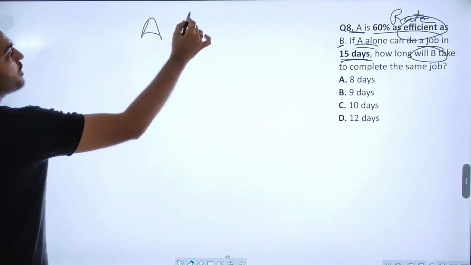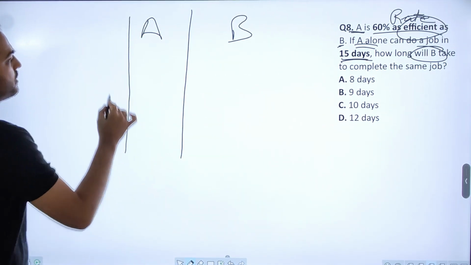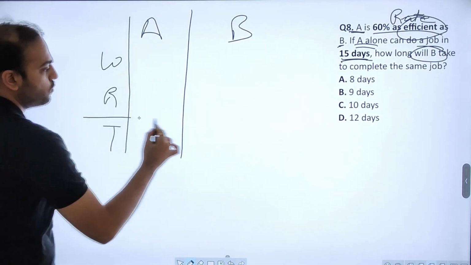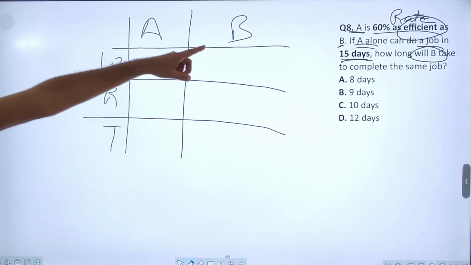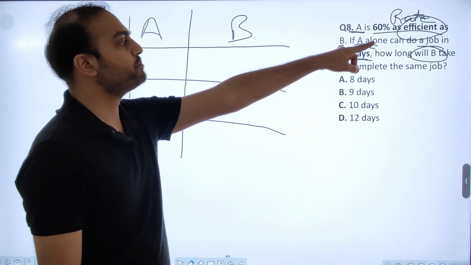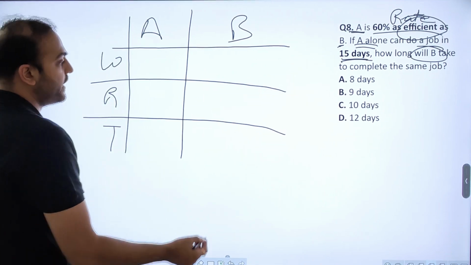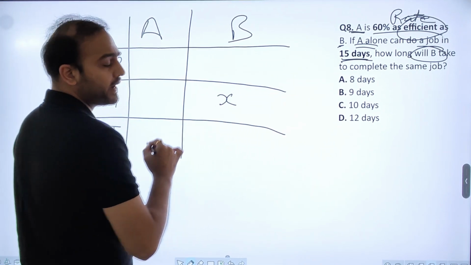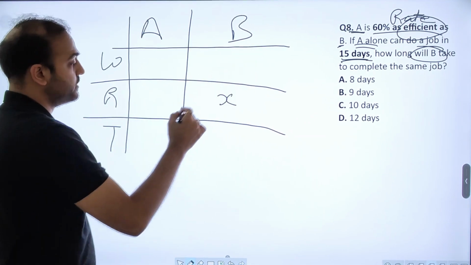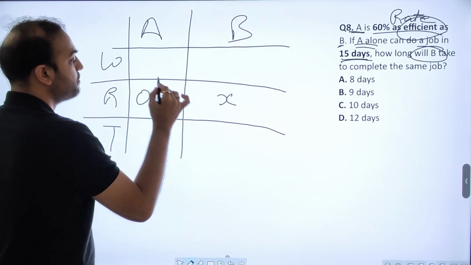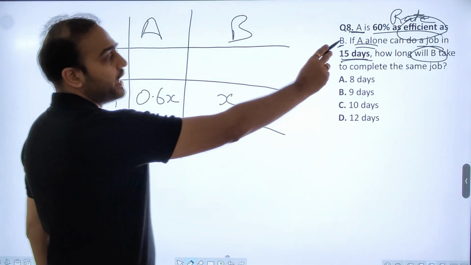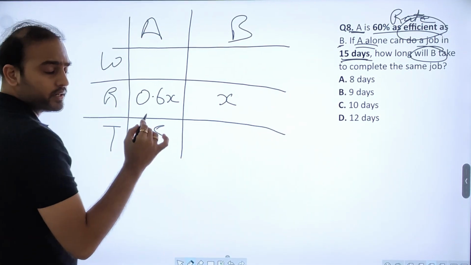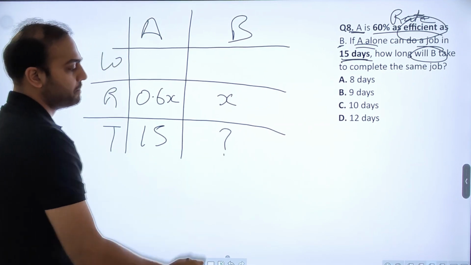So here I just have two columns, A and B. Again, my table: work, rate and time. Okay, let's solve line number 1 first. A is 60% as efficient as B. So again, I don't know the efficiency of B. Let that be x. A is 60%, so A is 0.6x. Okay, 60% is 0.6, that's 60 by 100. A alone takes 15 days. Fine. Time taken by B.